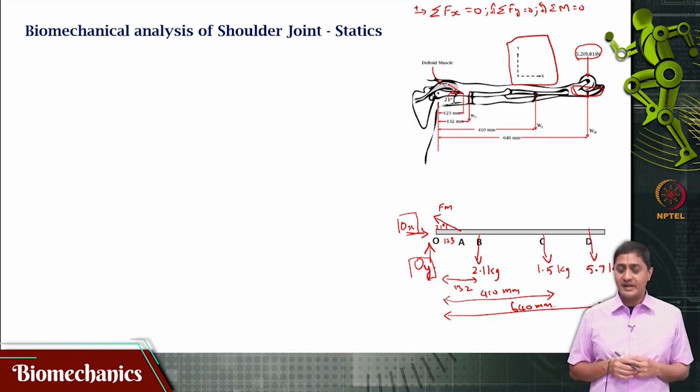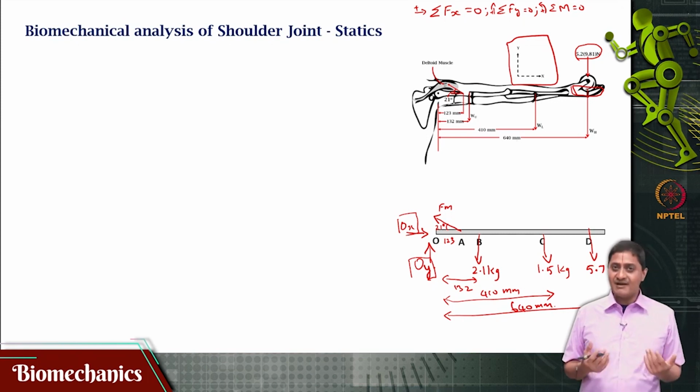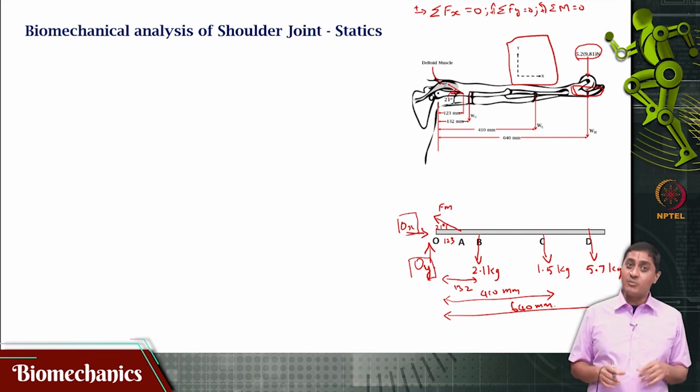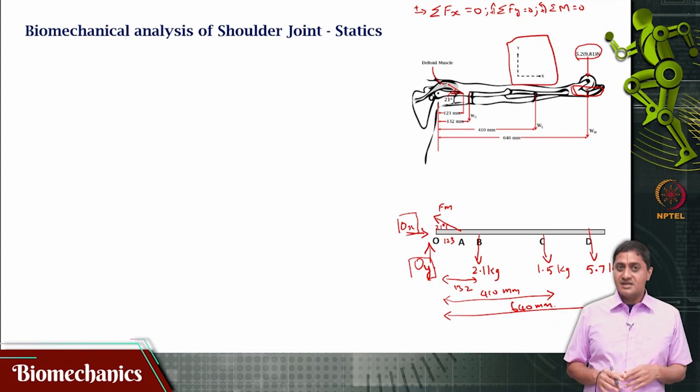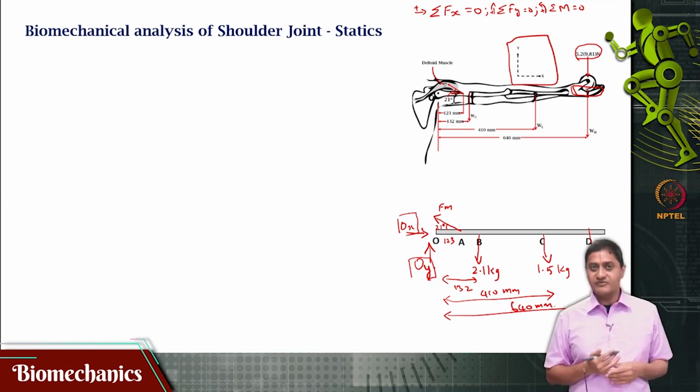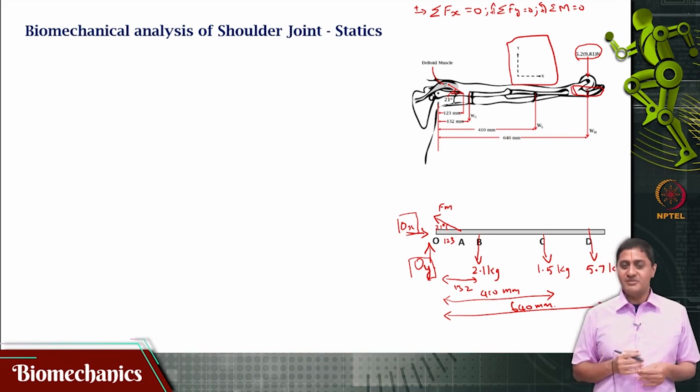Why do I have this feeling? Because Fm is not along the x axis or y axis, it is inclined. So, that means it will have both an x component and a y component, and because there are two other unknowns Ox and Oy, each acting respectively in the x and y direction, I will have two equations but many unknowns: the x component of Fm, the y component of Fm, and Ox and Oy.